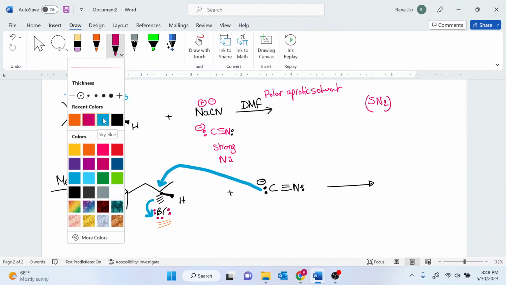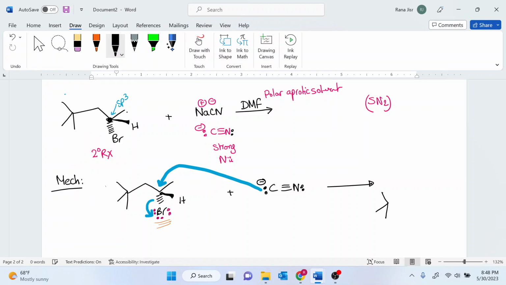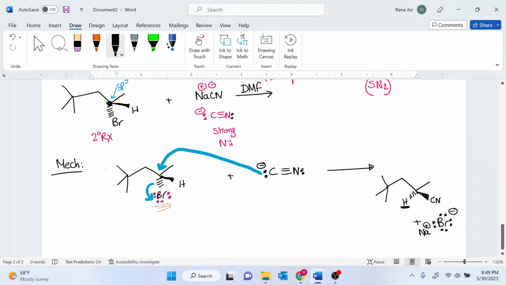So my product is going to be, I'm going to end up having my hydrogen, and the cyanide is going to be on this side. So you're going to have your cyanide in front. This makes the hydrogen be at the back, plus of course the bromide, which is a negative charge that is going to be balanced by the sodium. You can skip the sodium or you can write it. It is not a big deal.